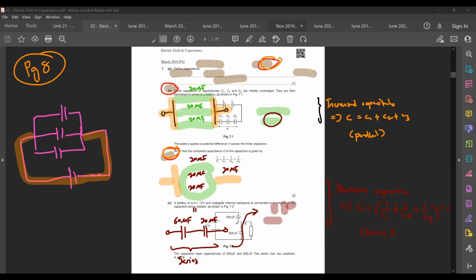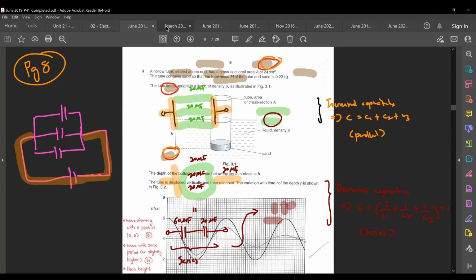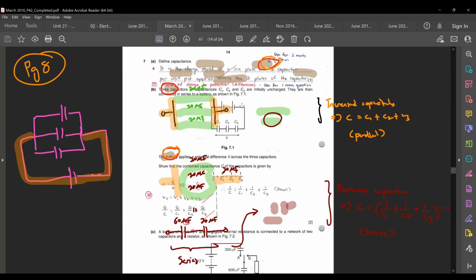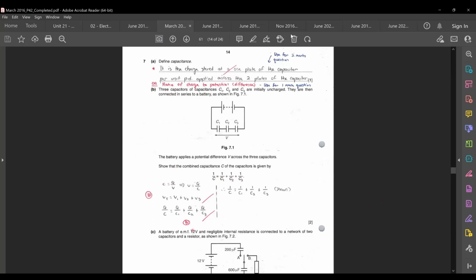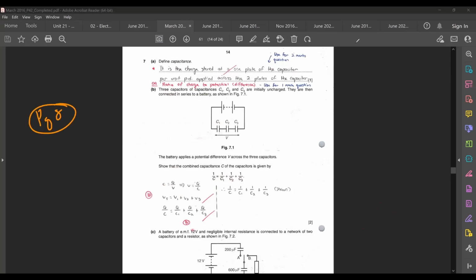Okay, next one is page 8. If you look at page 8, I'm just going to go through the first part for you. Now, page 8, they ask you to define capacitance. Whatever I wrote here is actually wrong. Don't use this one. If they ask you to define capacitance, this is actually asking you for a general definition of capacitance. The correct answer is actually just charge stored per unit potential difference.